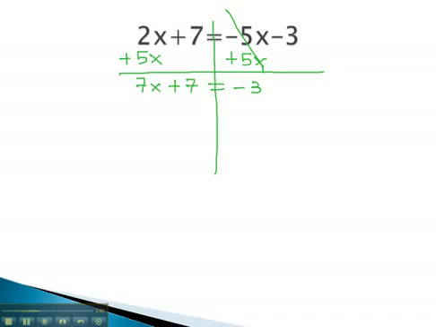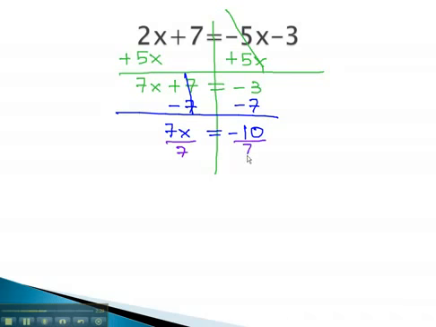Now we have a two-step equation, which we can solve. First, we get rid of the plus 7 by subtracting 7 from both sides. We now have 7x equals negative 10. Finally, to get the x alone, we divide both sides by 7. And x is equal to the fraction negative 10/7.